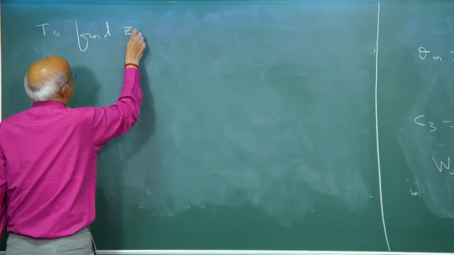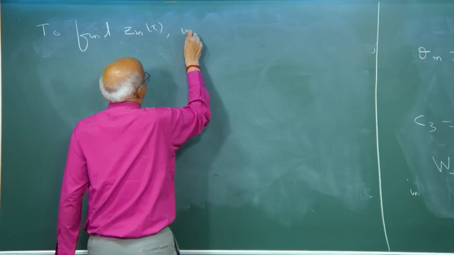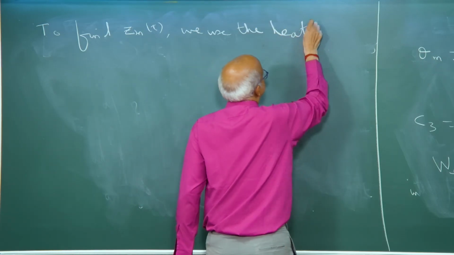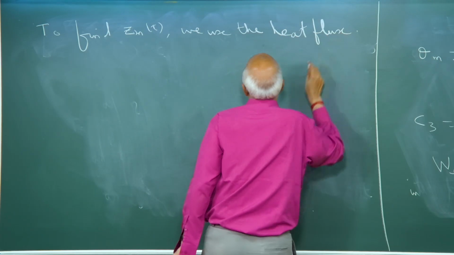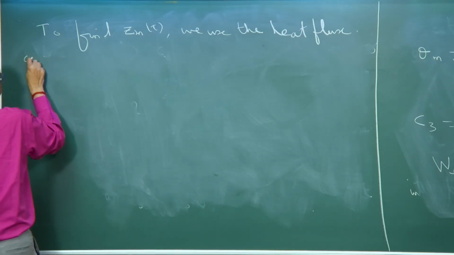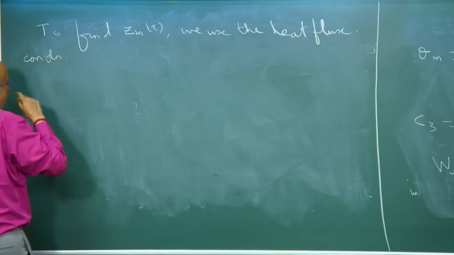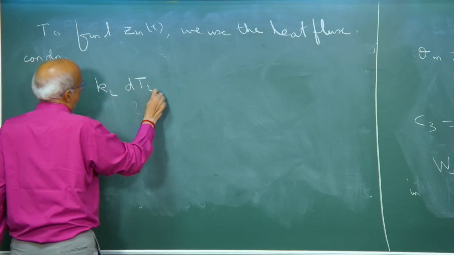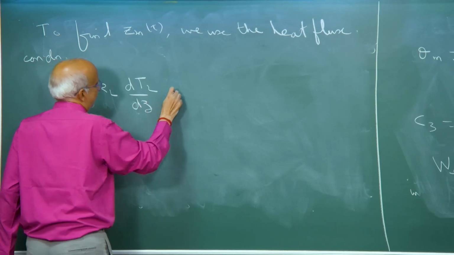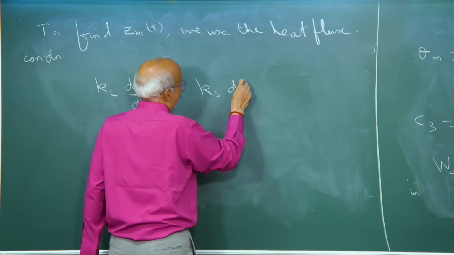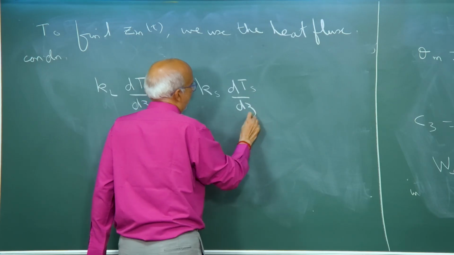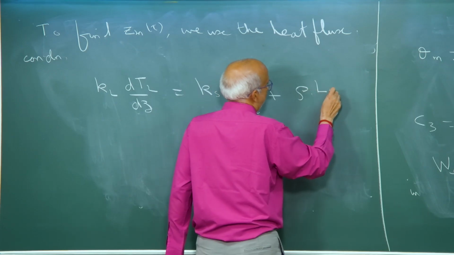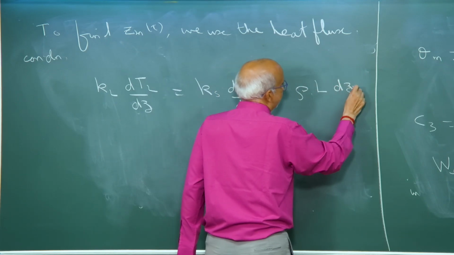To find Zm of t, we use the heat flux condition. Okay. And remember the heat flux condition was K_L dθ_L by dz minus K_S dθ_S by dz plus what was it, rho times L times dZm by dt.